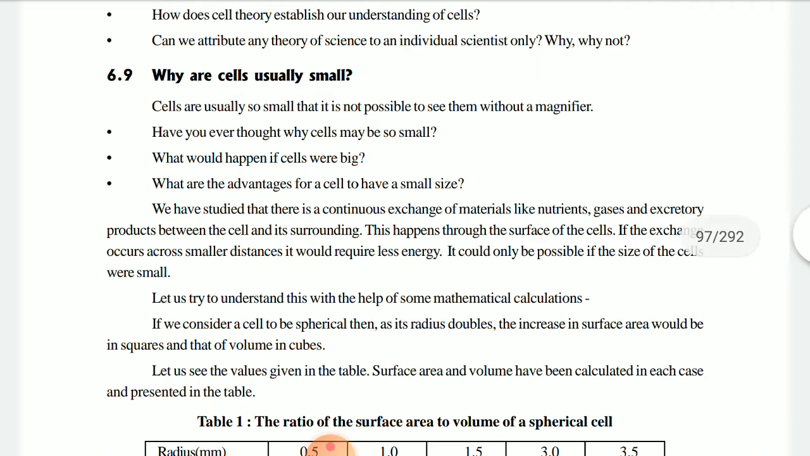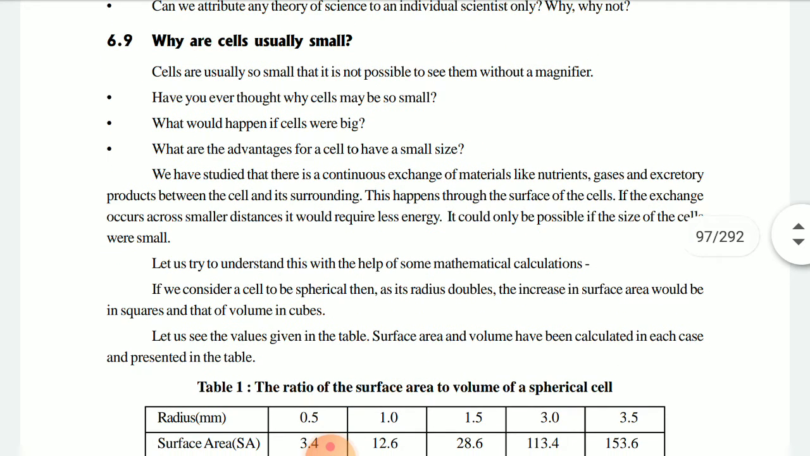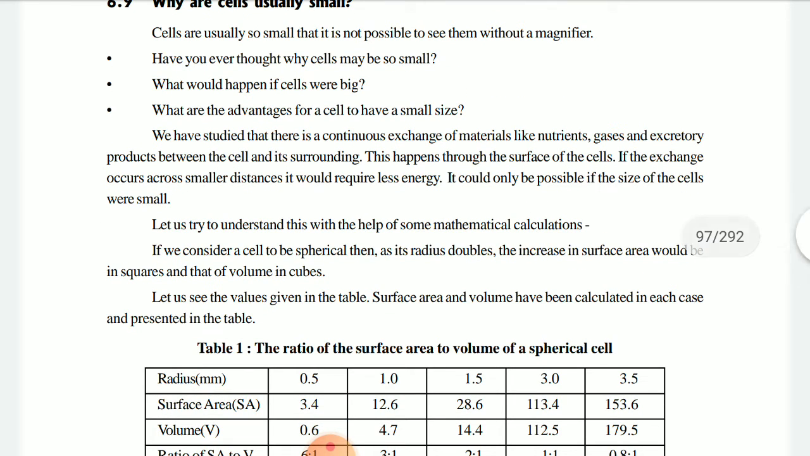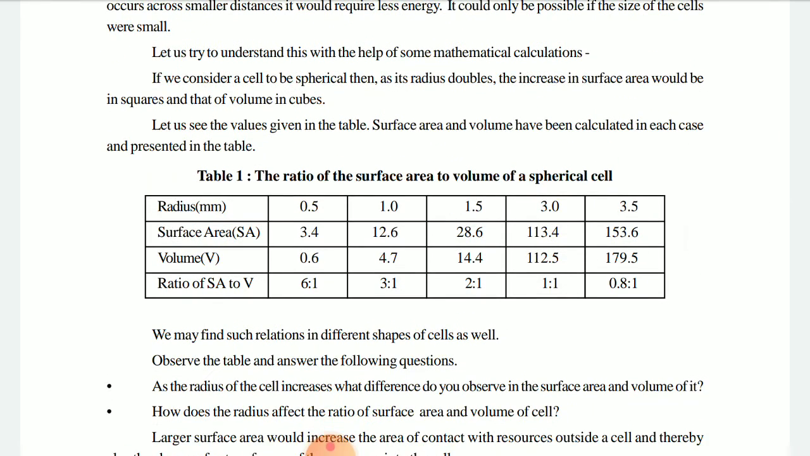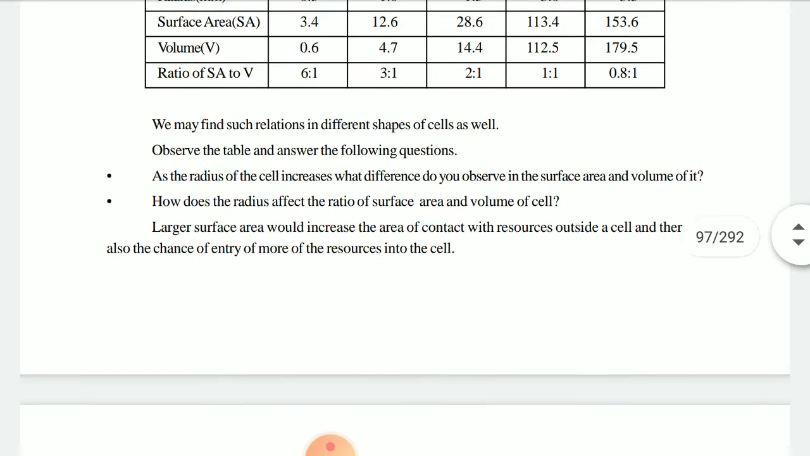Then why are cells usually small, and why are they not visible to our naked eyes? Children, cells are generally small because they have to exchange nutrients, gaseous material, excretory products and so on. This happens with the help of the substances of the cell, and if these exchanges occur across smaller distances, it requires less energy. Okay children, as you can see here, the radius and everything is given. Go through it once.